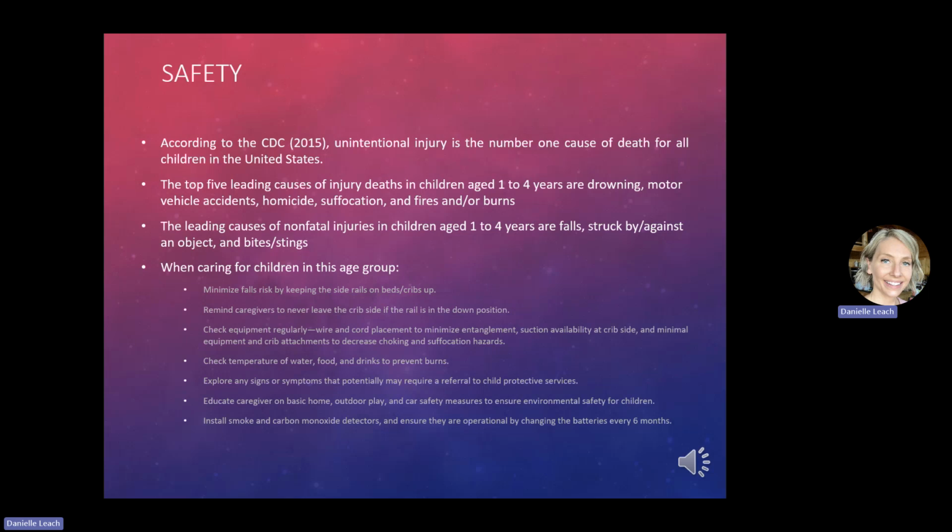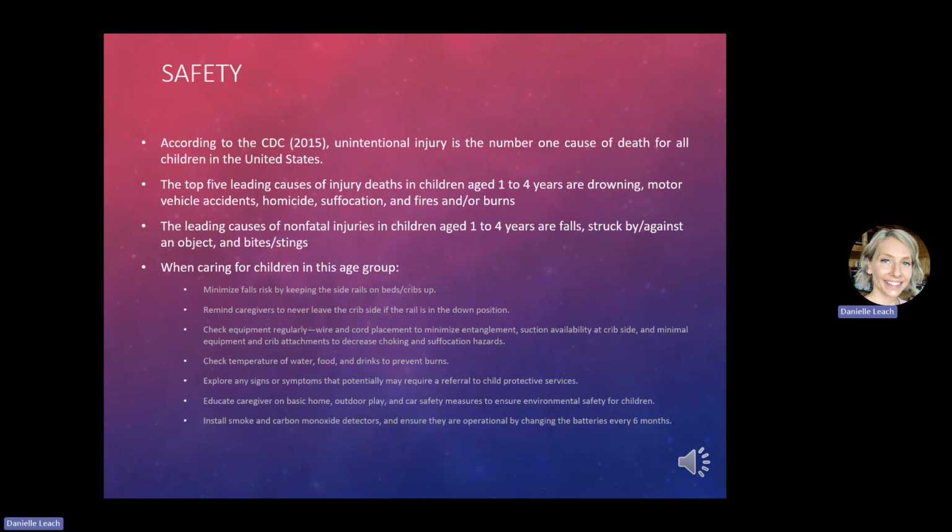Some safety information for toddler and preschooler age groups. According to the CDC, unintentional injury is the #1 cause of death for all children in the United States. The top 5 leading causes of death in children ages 1 to 4 are also mostly accidents, besides homicide. Things like drowning, car accidents, fires, burns, suffocations. The leading causes of non-fatal injuries are things like falling, getting struck by or against an object, and bites and stings, which can be big in Arizona.